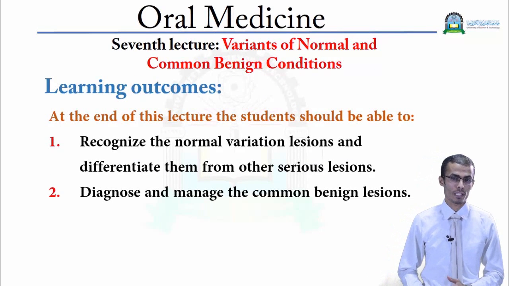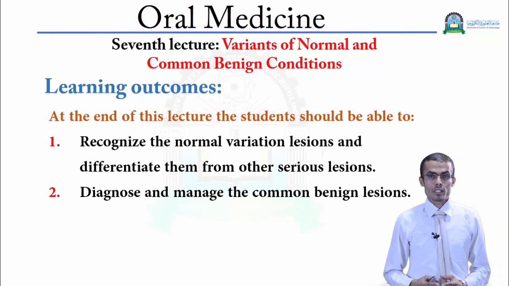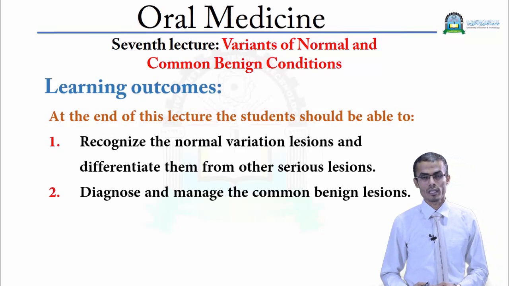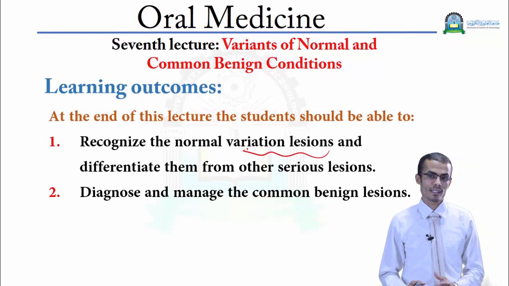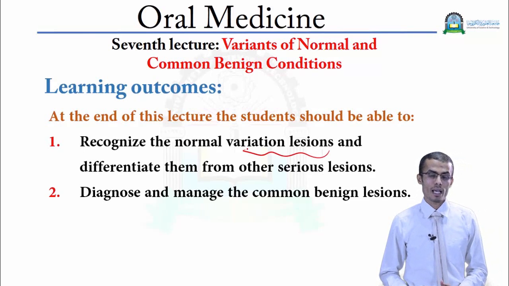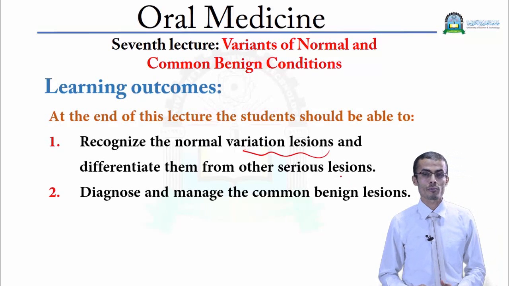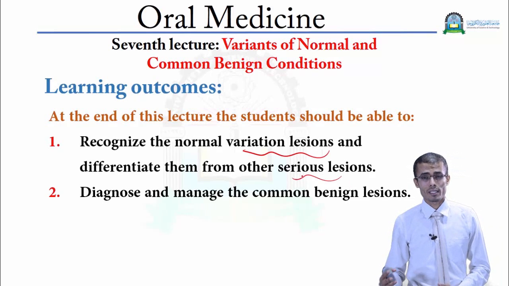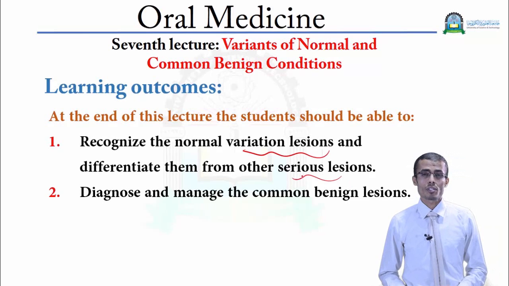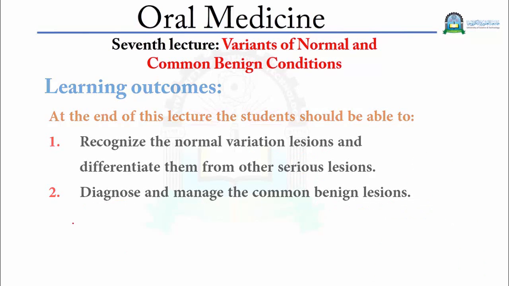The aims of this lecture: the student at the end of this lecture should be able to recognize the normal variance lesions as well as how to differentiate them from other serious clinical findings, and the students should be able to diagnose and manage the common benign conditions.